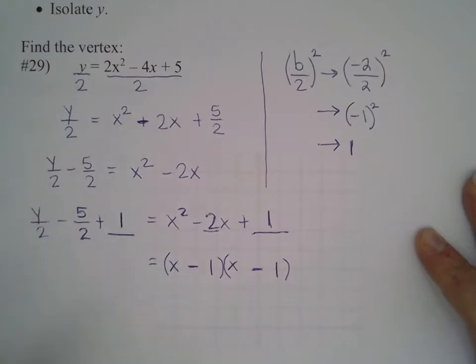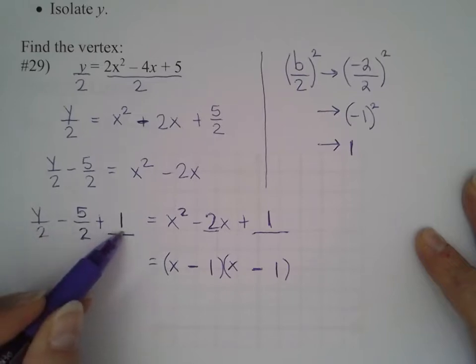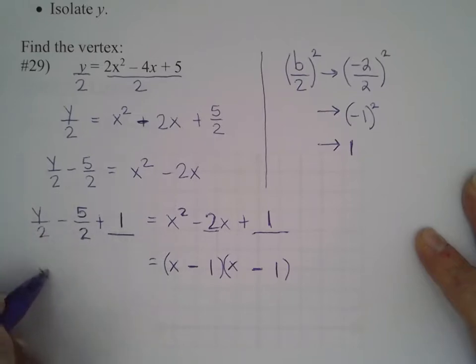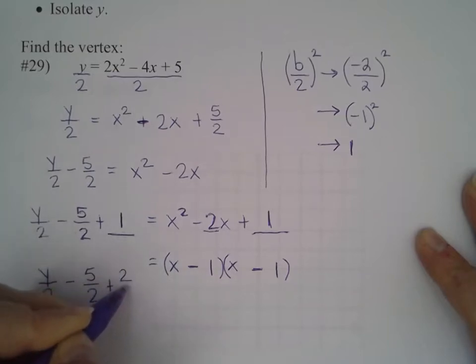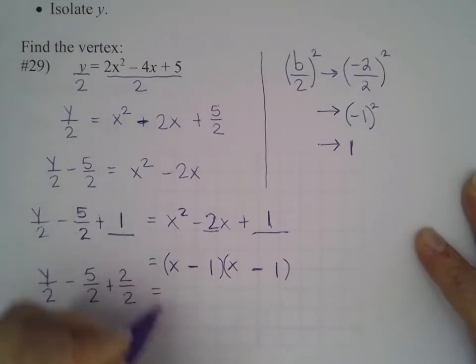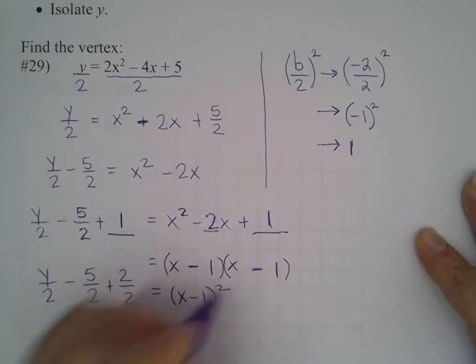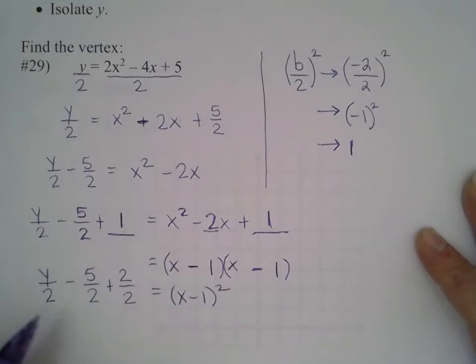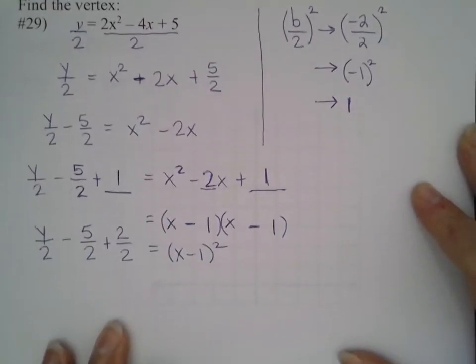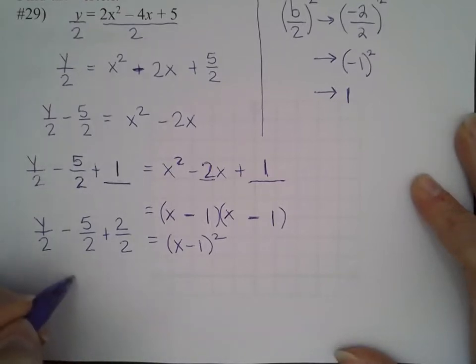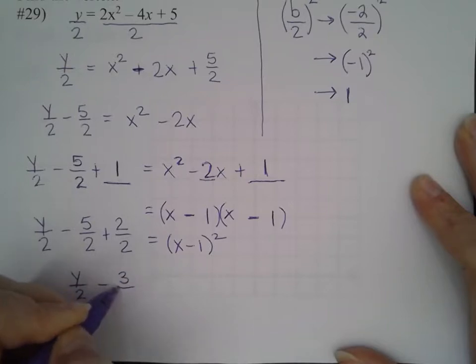So now we need to combine -5/2 and 1. So maybe you'd like to write this 1 as 2/2. This becomes x minus 1 squared. Okay, I didn't space this out very well. Sorry about that. So this will be y/2 minus 3/2.